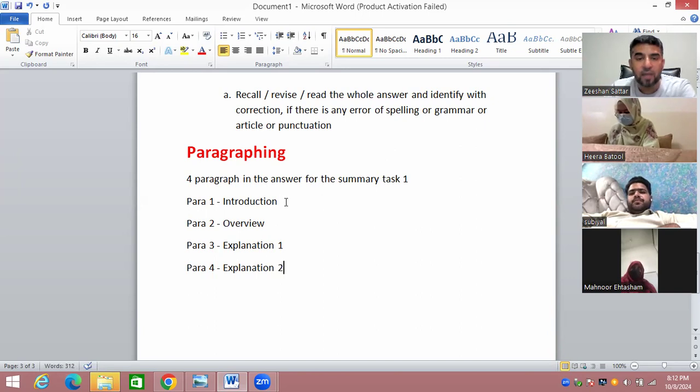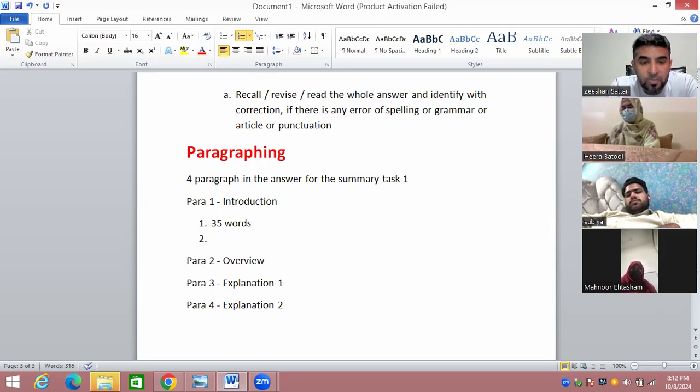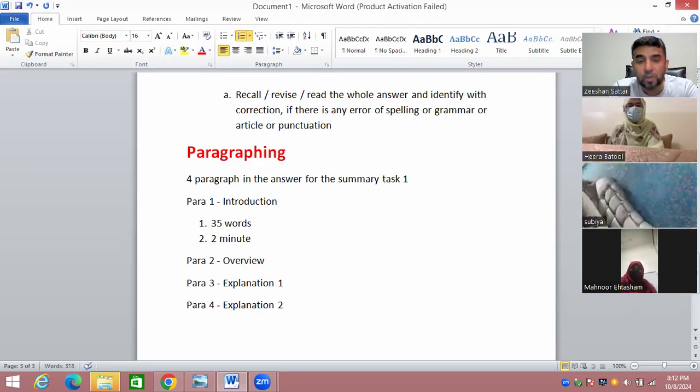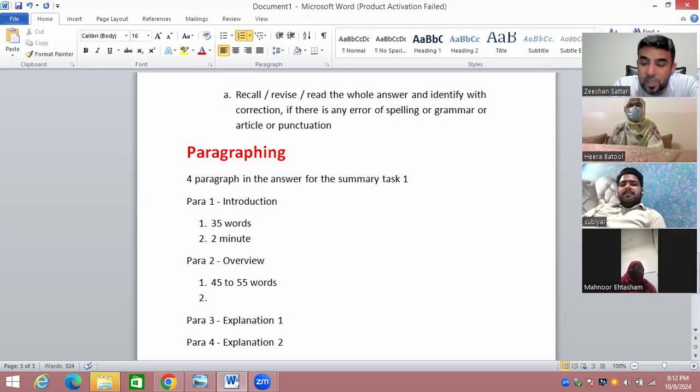4 paragraphs are there. So introduction, I'm now talking about the timeline. Introduction, about 35 words, and it is 2 minutes. We should be very much well managed about the time. So overview will be at about 45 to 55 words, and then we will spend 3 minutes on this specific overview.